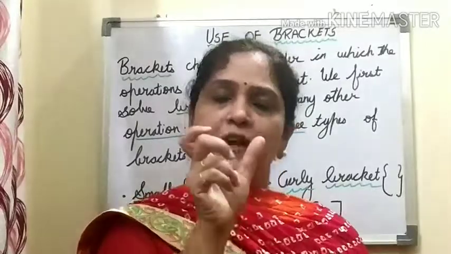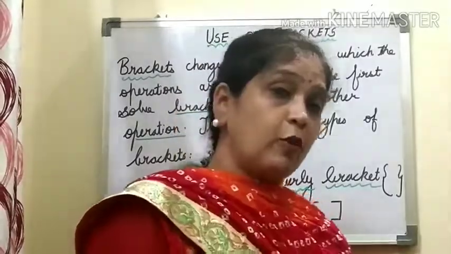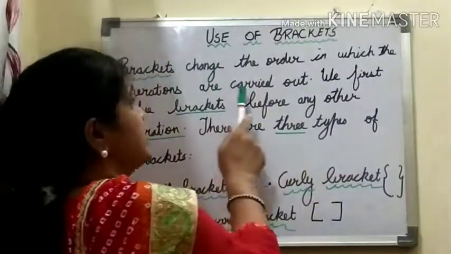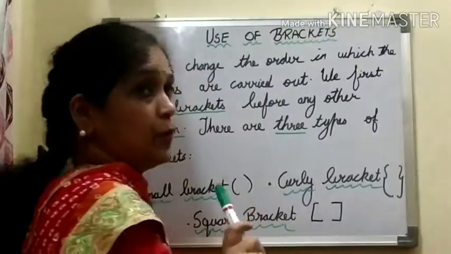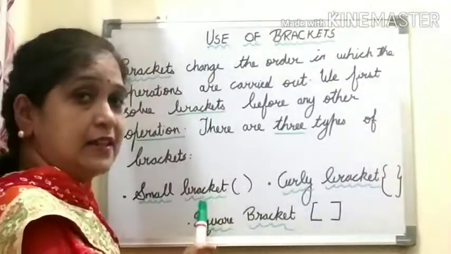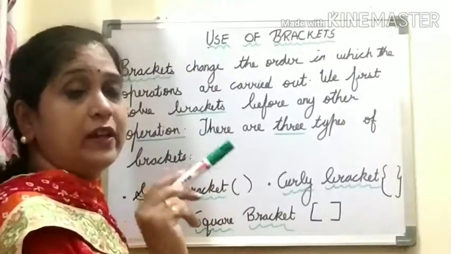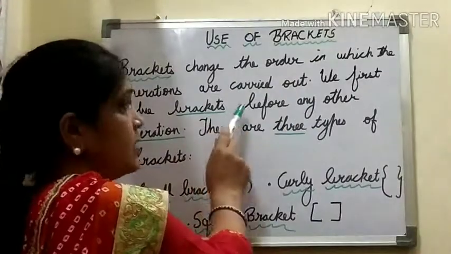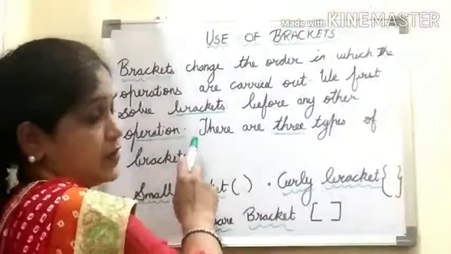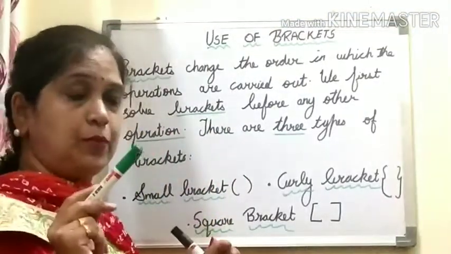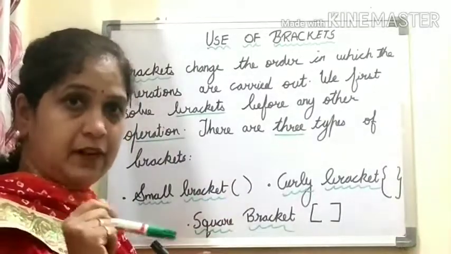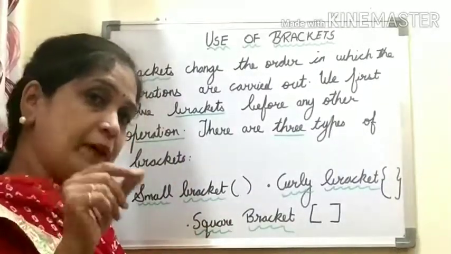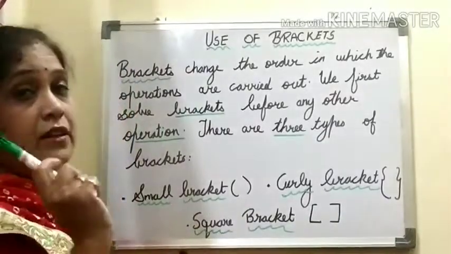Now, if brackets are there in an expression, then what do we do? Brackets change the order in which the operations are carried out. If in a mathematical expression brackets are given, it changes the order in which the operations are carried out. We first solve brackets before any other operation. That means if a bracket is given in an expression, then before applying the DMAS rule, first we will operate the bracket.